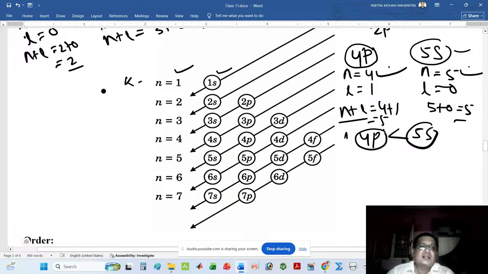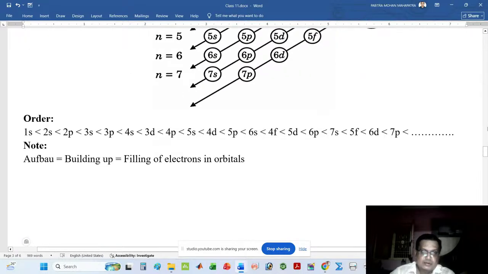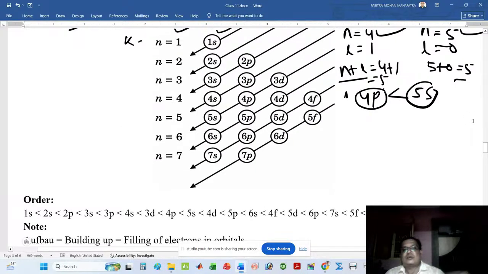By applying the rules, you can compare each orbital, which orbital has low energy and which has high energy. By using these two rules, you have no problem finding out which orbital has low energy and which has more energy.